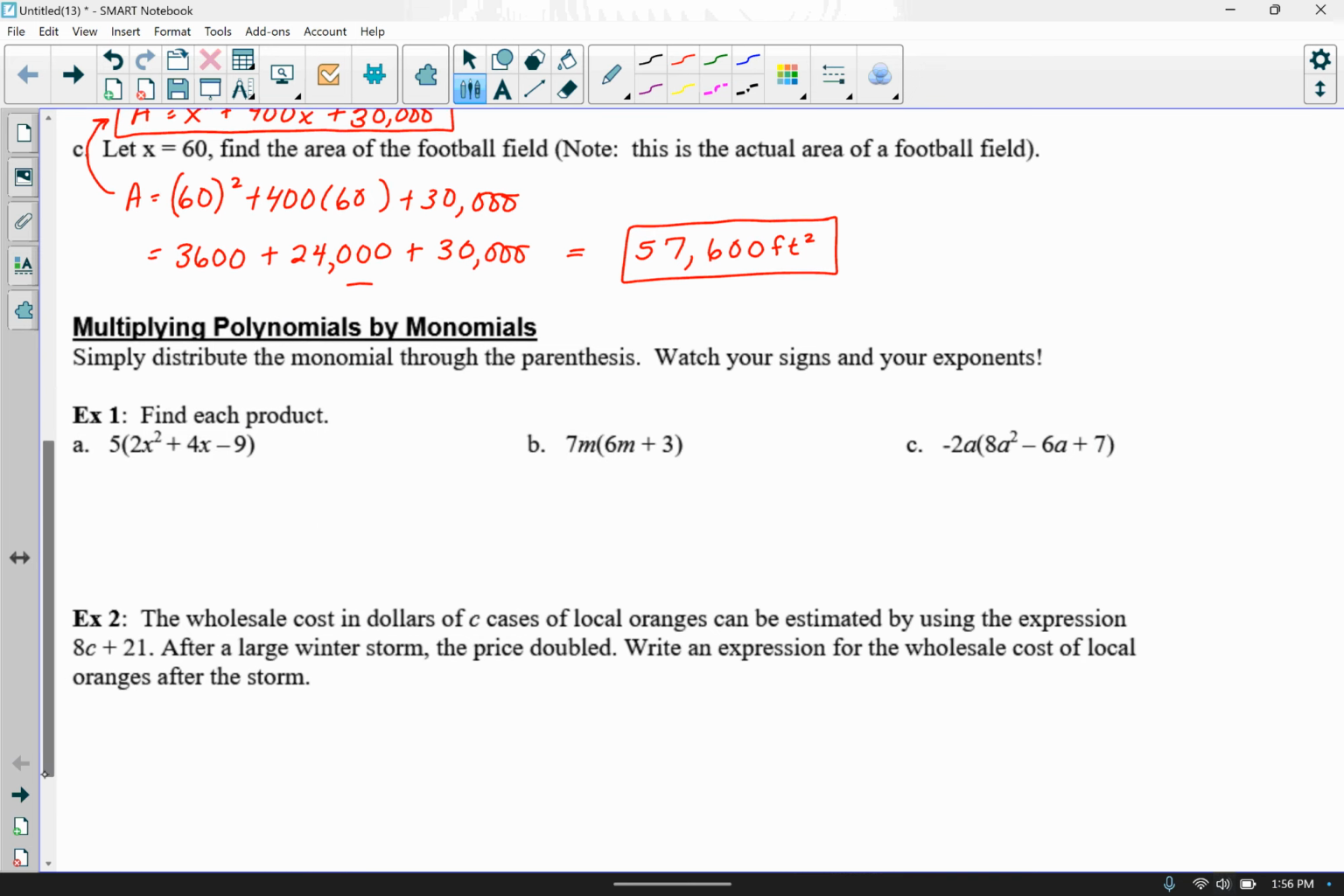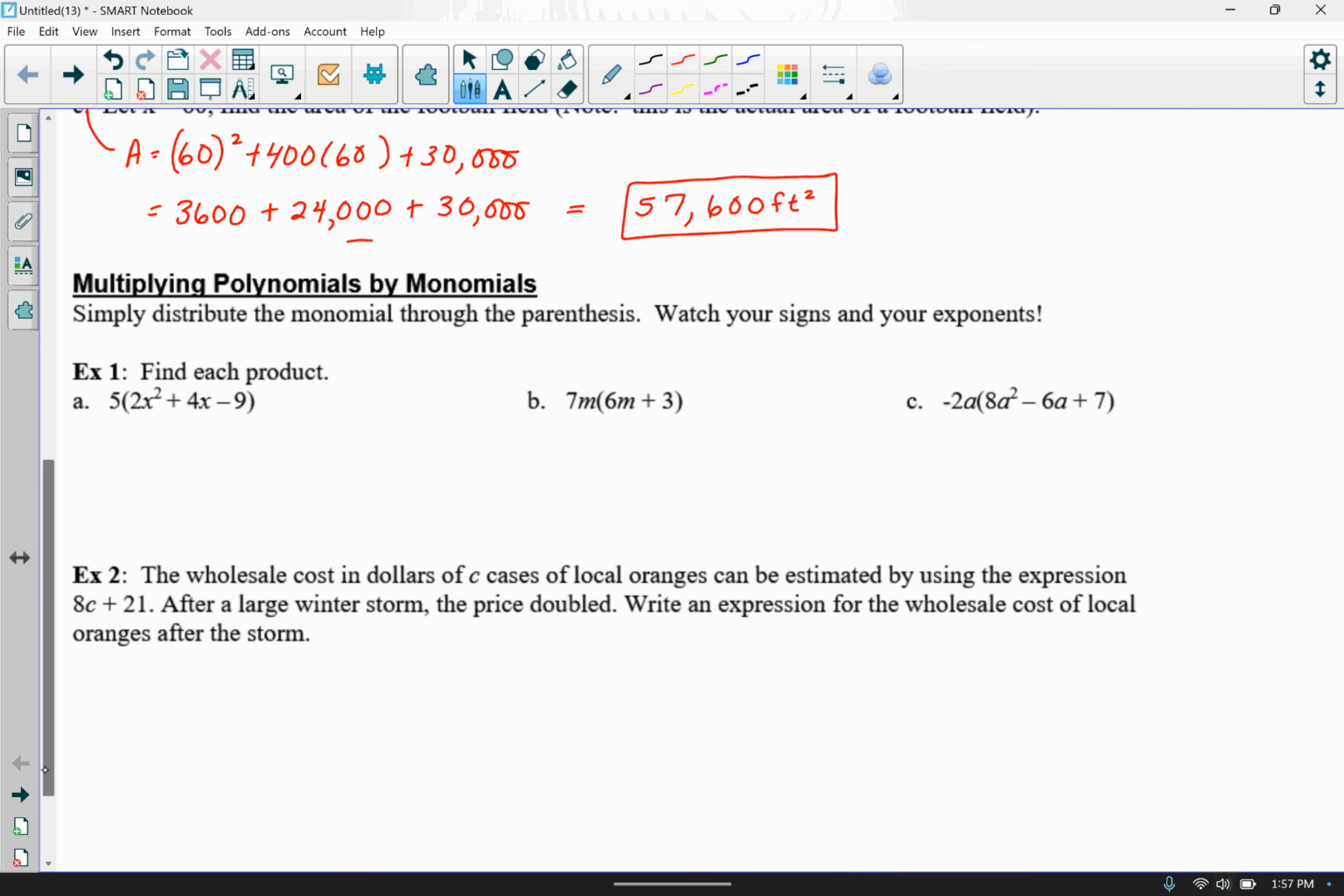All right, down below in example 1, we are looking at multiplying polynomials by monomials. And with that, you really are just simply distributing, so this should be a review. I'm just going to do letter C here with you, and let you pause and check yourself by the solution key with A and B. So in letter C, I'm going to take a negative 2a and distribute it to all three terms in that parenthesis. Remember, when you multiply numbers, you multiply them as you normally would. When you multiply variables, you add your exponents.